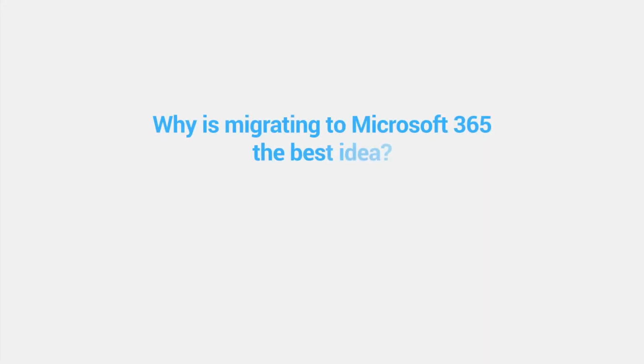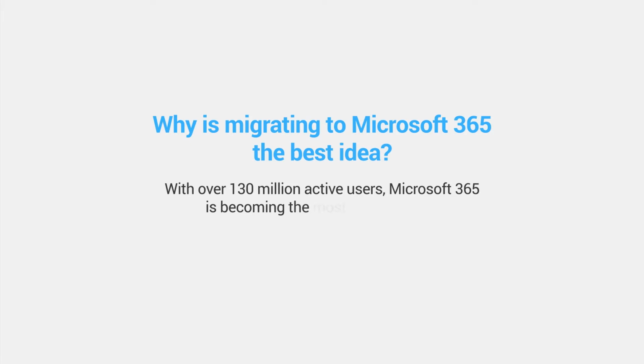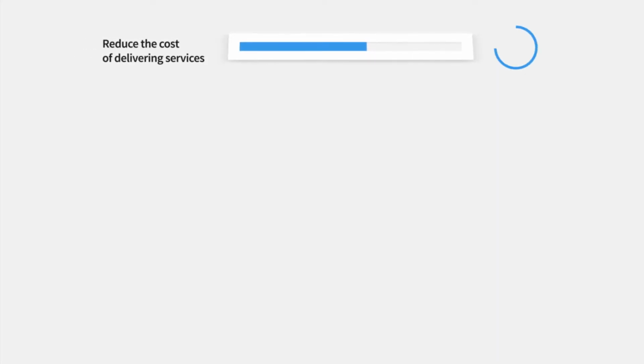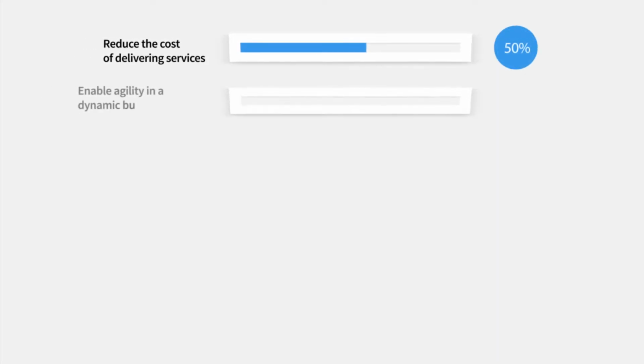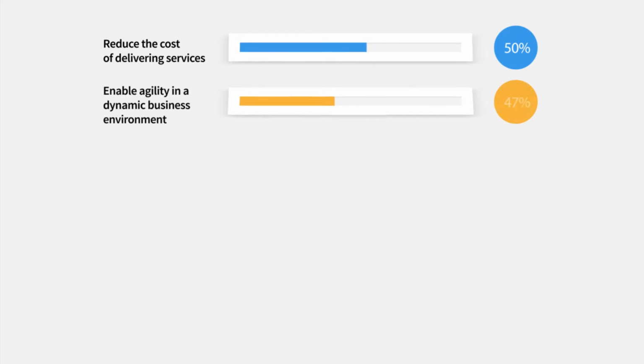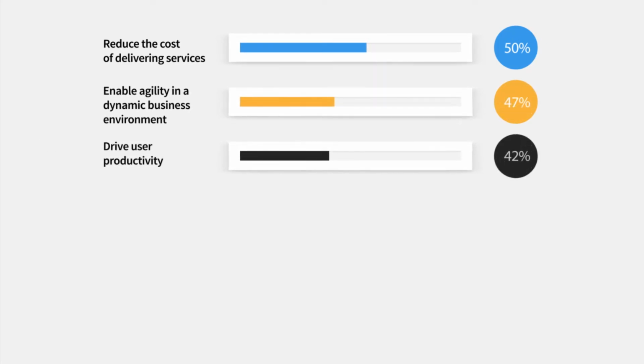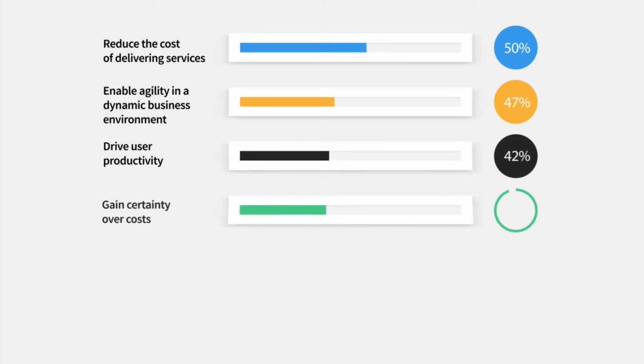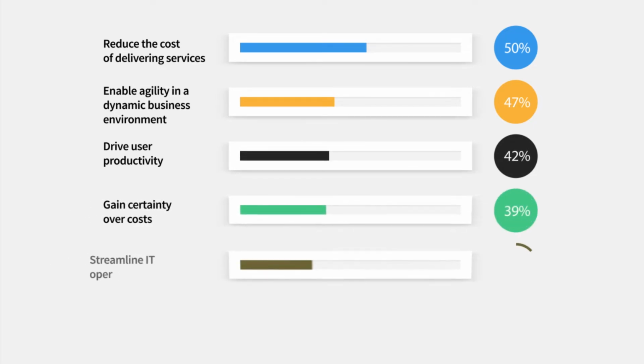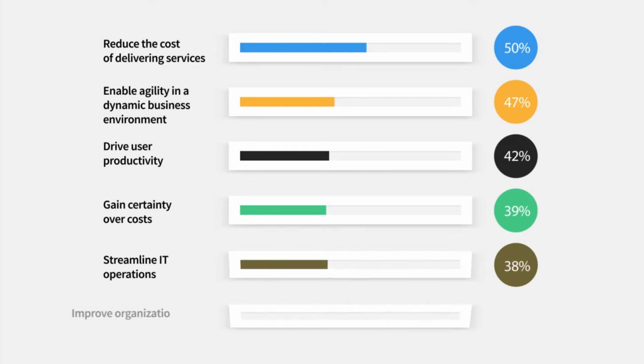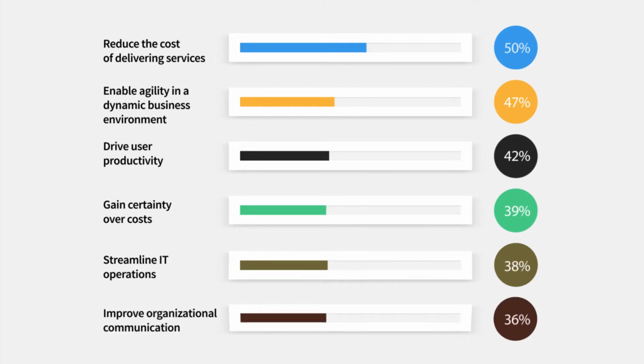Why is migrating to Microsoft 365 the best idea? With over 130 million active users, Microsoft 365 is becoming the most popular cloud productivity platform. Reduce the cost of delivering services to 50%, enable agility in a dynamic business environment to 47%, drive user productivity to 42%, gain certainty over costs to 39%, streamline IT operations to 38%, improve organizational communication to 36%.